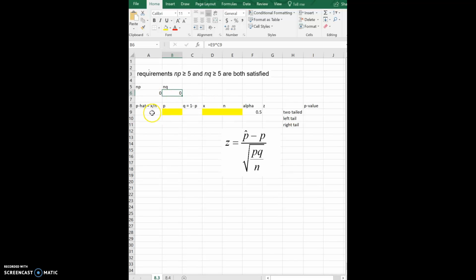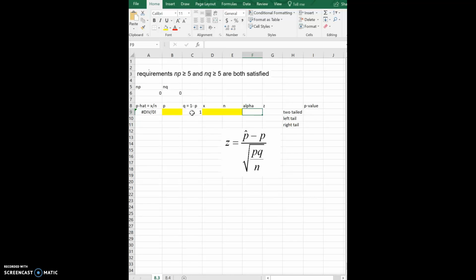So the next thing we're going to fill in is p hat. P hat, all you have to do is equals x divided by n. And I have that formula in this cell. It is right here. X divided by n, right there. Alright, so then p you're going to fill in, which is why it's highlighted. So then q, all that is 1 minus p. X and n you're also going to fill in.